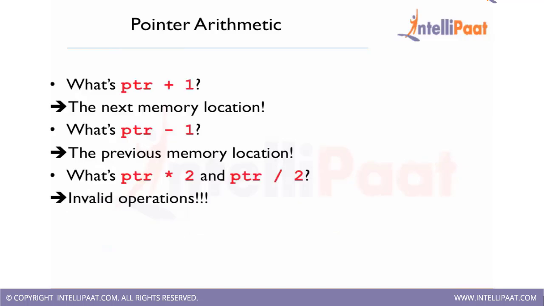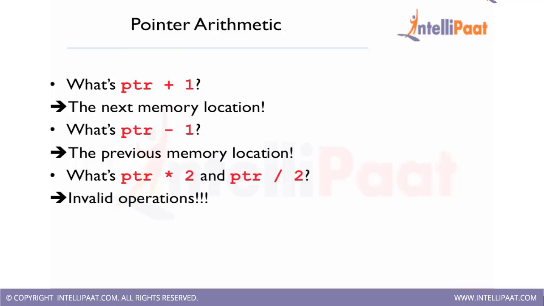So let's touch upon pointer arithmetic. What is pointer plus 1? Pointer plus 1 is the next memory location. It will not point to any random memory location, but suppose I have an integer pointer, and I say pointer plus 1, it will move me by that many bytes that an integer takes. So whenever we increment a pointer, it always increments by the size of the data type.